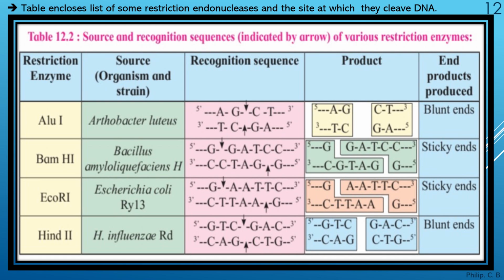Alu is Arthrobacter luteus. Bam is Bacillus amyloliquefaciens. Eco is Escherichia coli RY13, whereas HindII is Haemophilus influenzae Rd. Then you can see the recognition sequence, the product and the end products.